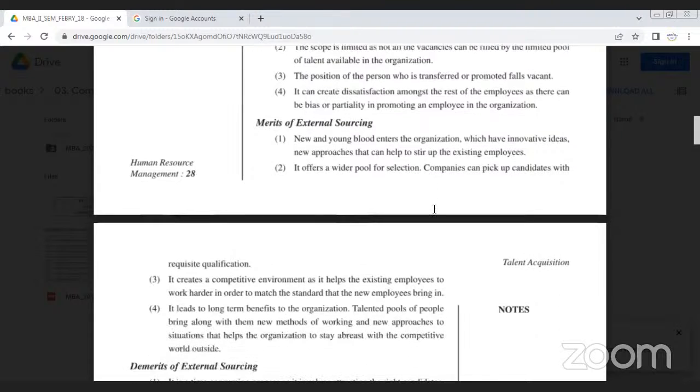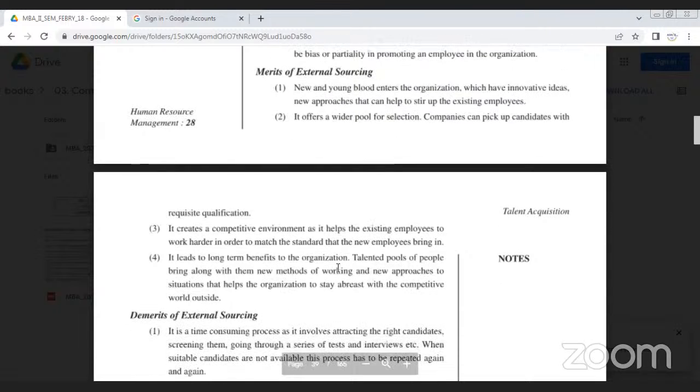Second, it offers a wider pool for selection. Companies can pick up candidates with requisite qualifications. It creates a competitive environment as it helps the existing employees to work harder in order to match the standard that the new employees bring in.